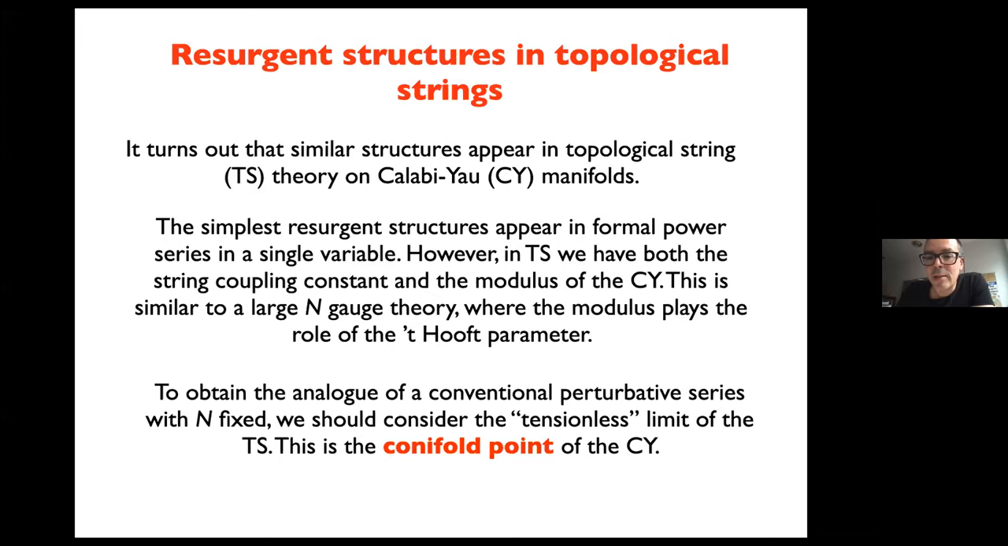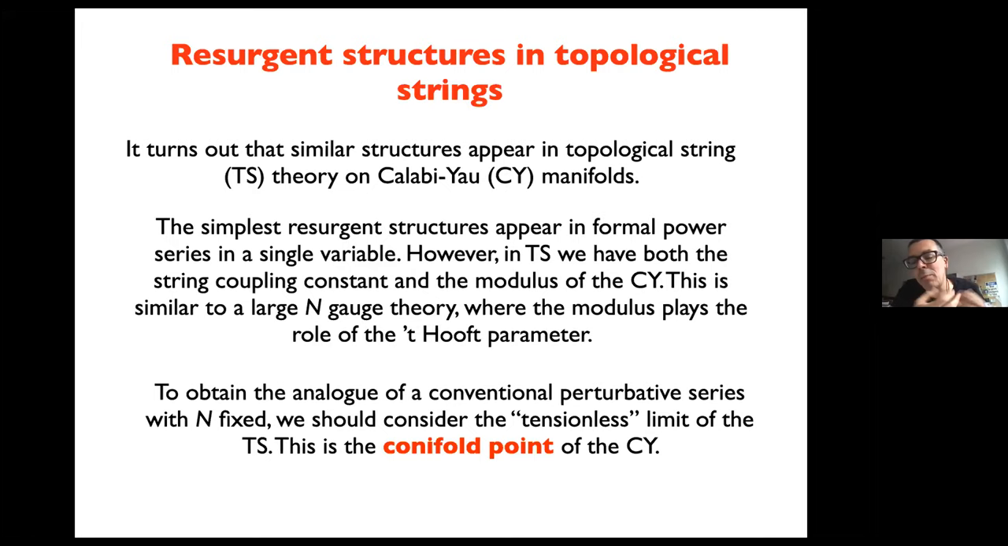Now, in topological string theory, you really have more than one parameter, right? I mean, you have the string coupling constant, but then you have all the moduli of the Calabi-Yau. And if you think in terms of large N duality, the string coupling constant corresponds to the gauge coupling constant of a gauge theory, and the modulus plays the role of a 't Hooft parameter. Now, it's always better when you analyze resurgent structures to have power series in a single parameter.